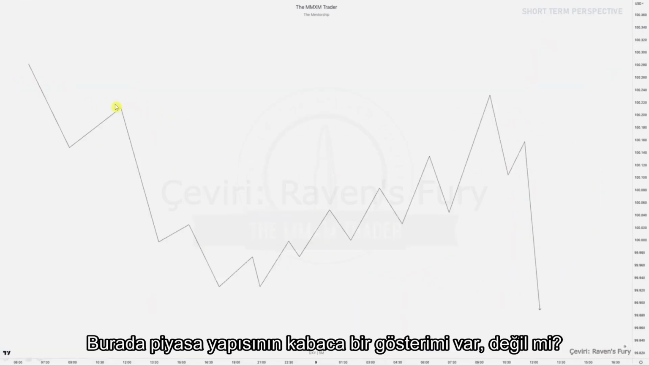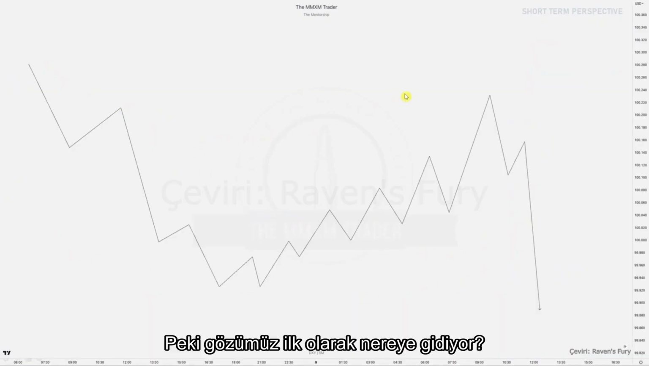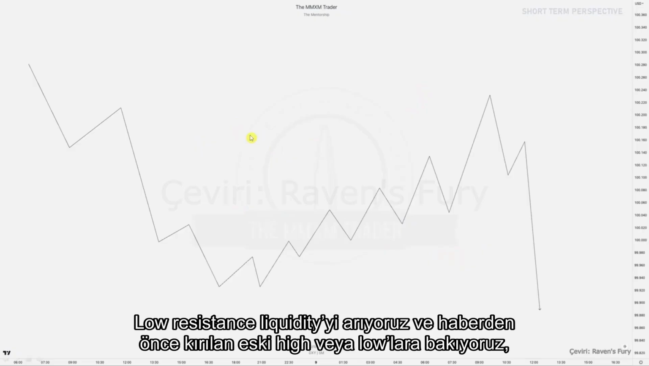Right over here we've got a crude depiction of market structure, right? So what does our eye go to first, right? We're looking for low resistance liquidity, and we're gonna look for old highs or lows which are being run before the news release, right?